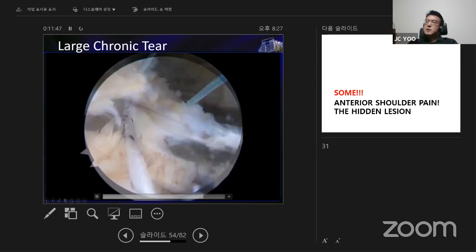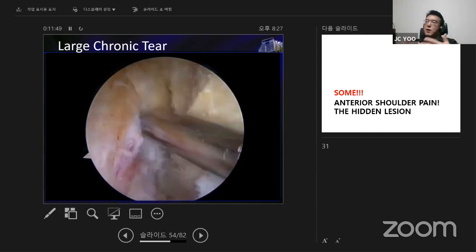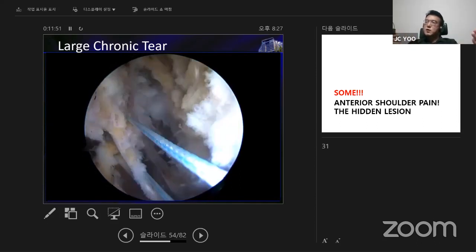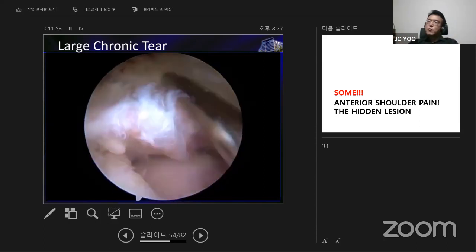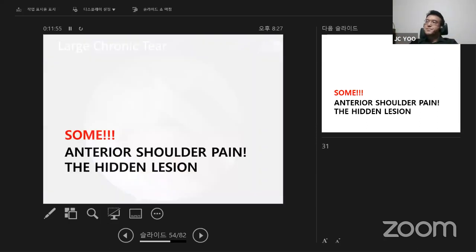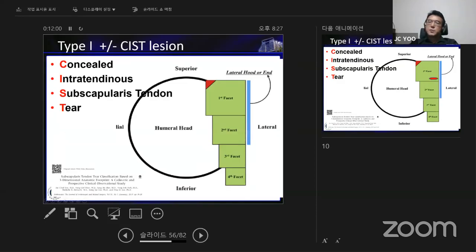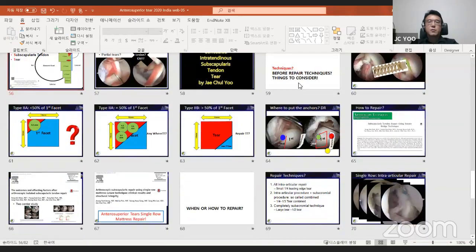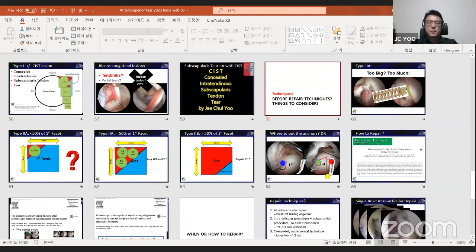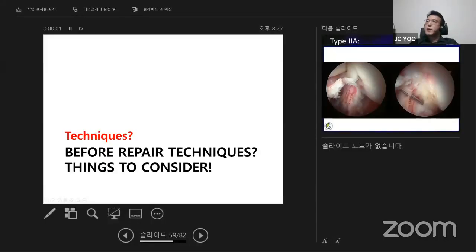And this is the communication of the intraarticular and extraarticular, which I'll show you later with the hidden lesion. Well, let's skip the hidden lesion because I think I have a whole section of this. So I'll go straight to the repairing techniques.